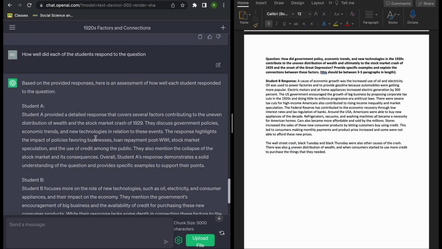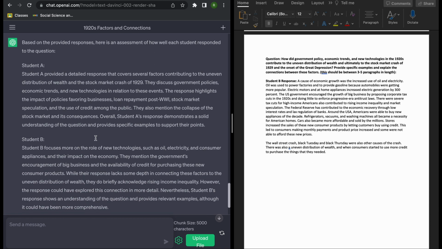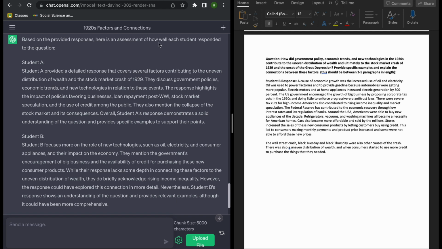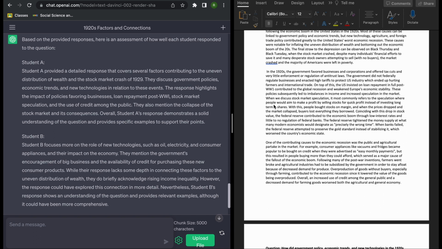Now, the next part is, okay, we want to know, well, what did they do well, right? So based on the provided responses, here's an assessment of how well each student responded to the question. So student A provided detailed response, covered several factors. Absolutely, they did. Highlights the impact of the policies favoring businesses, loan repayments, post-World War I, stock market speculation, credit among public. Yeah, it's a solid understanding. This student, I am convinced, understands this topic.